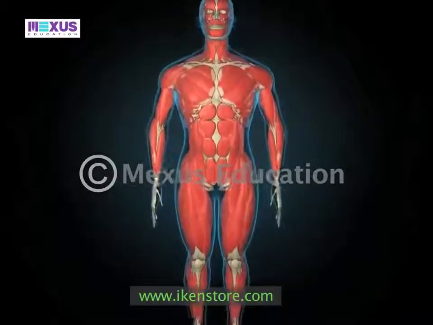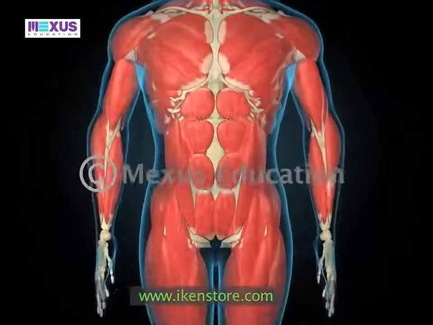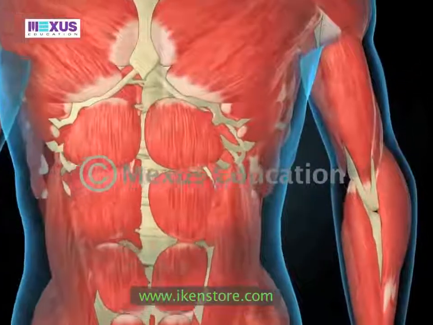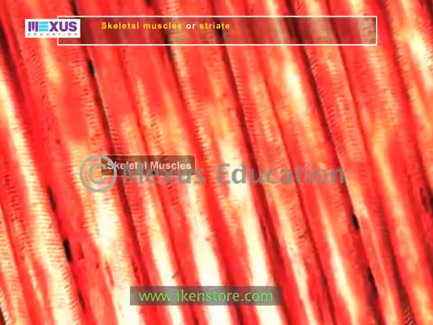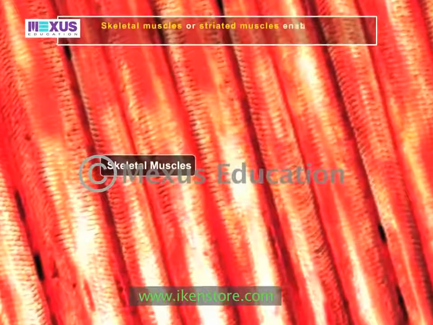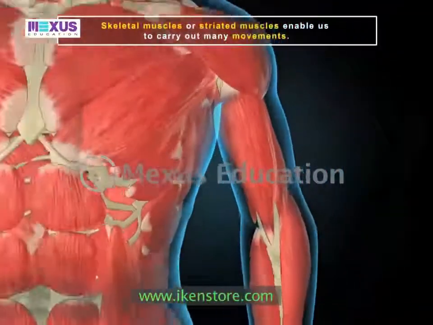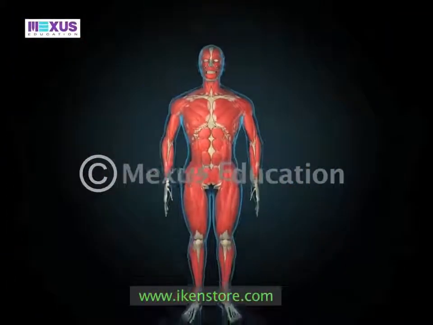Let us take a look at the types of muscles found in the human body. The first type of muscles are the skeletal muscles or striated muscles. They enable us to carry out many movements. There are more than 650 skeletal muscles in our body.